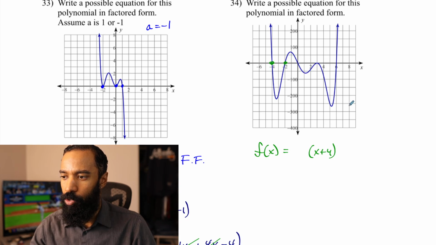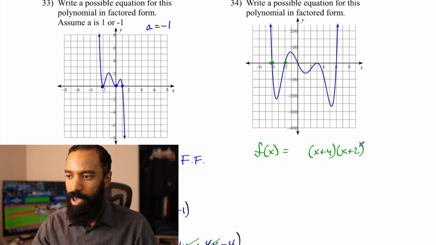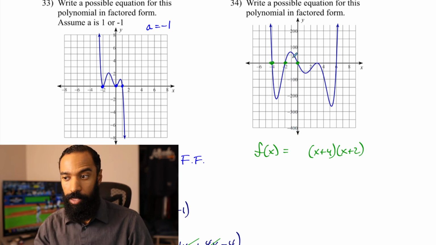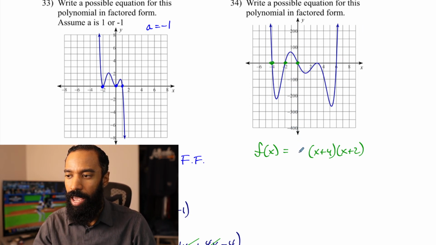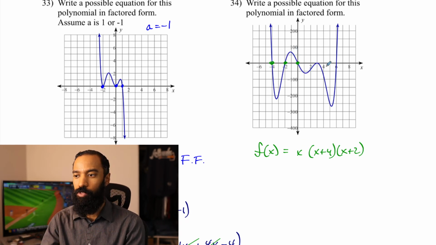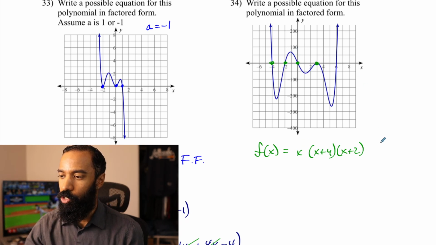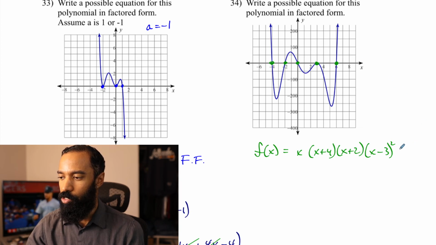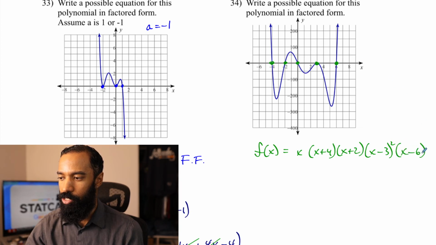X equals negative 2 with a multiplicity of 1 means x plus 2 is a factor. X equals 0 means x is a factor. By the way, this is a positive, it's an even power. X is a factor there, and not x squared. It just goes straight through. X equals 3 means x minus 3 is a factor. It has a multiplicity of 2, as it's squared there. And then x equals 6 means x minus 6 is a factor here.